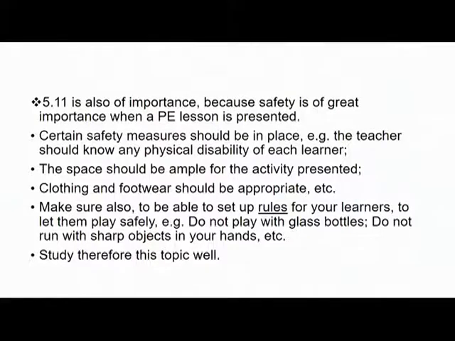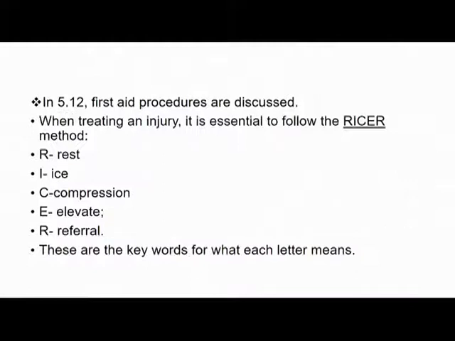5.11 is also of importance because safety is of great importance when a physical education lesson is presented. Certain safety measures should be in place. For example, the teacher should know any physical disability of each learner. The space should be ample for the activity presented. Clothing and footwear should be appropriate, etc. Make sure also to be able to set up rules for your learners to let them play safely. For example, do not play with glass bottles. Do not run with sharp objects in your hands, etc. Study, therefore, this topic well.